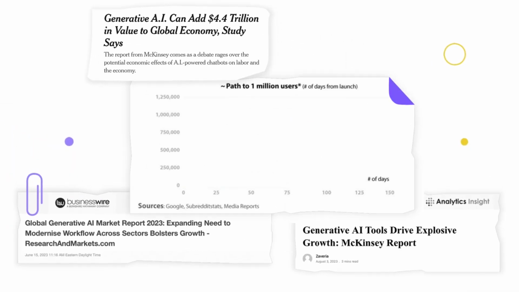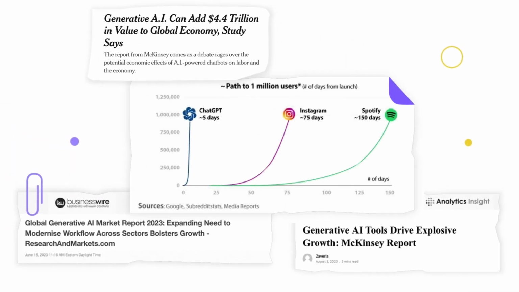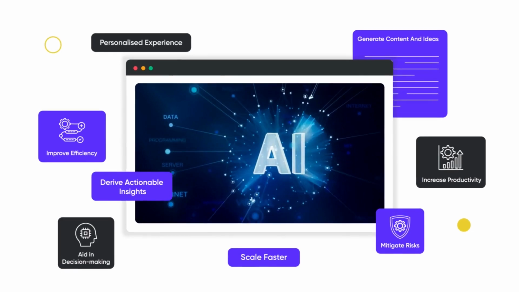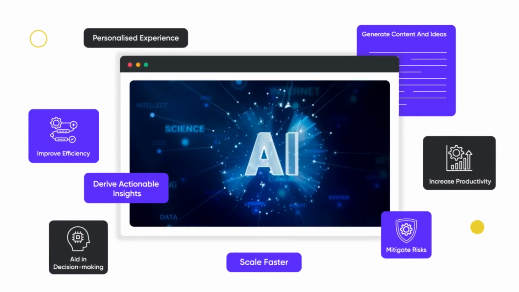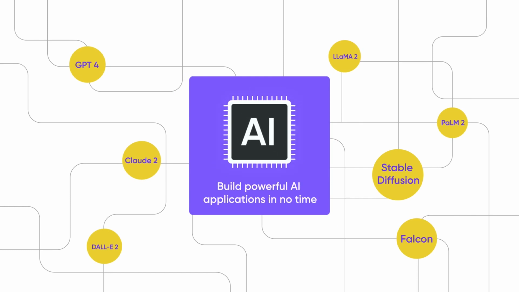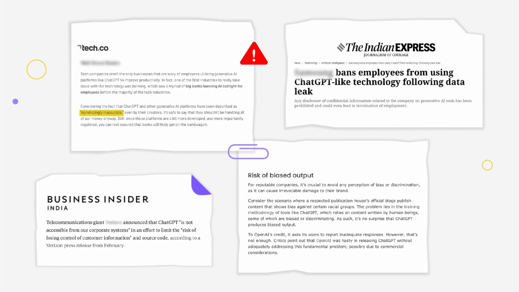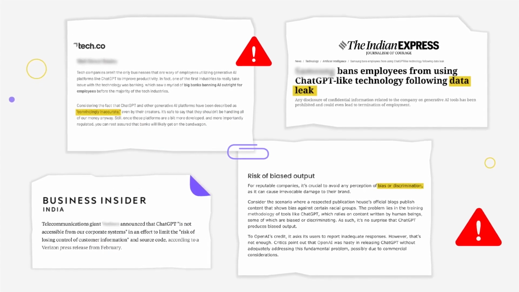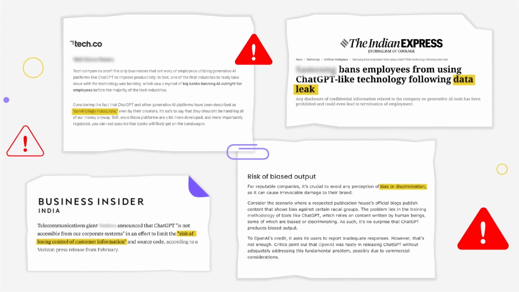Generative AI has been the biggest thing since the dawn of the internet. It has the power to completely change the way we do business. With the power of foundation models, you can build powerful AI applications in a fraction of the time with a fraction of the data. Yet over 70% of enterprises globally have banned their employees from using these tools for work.